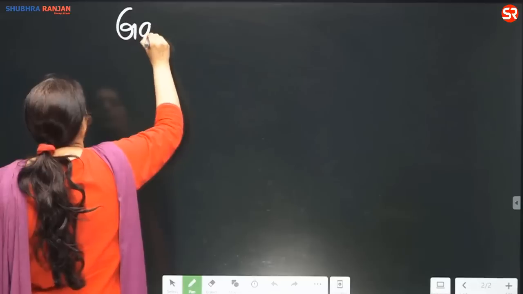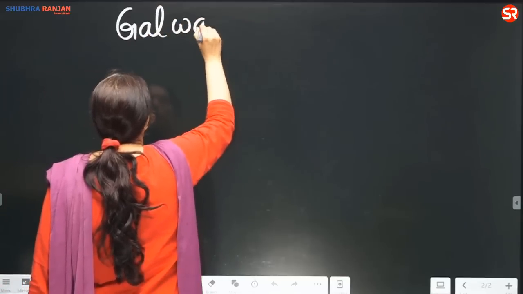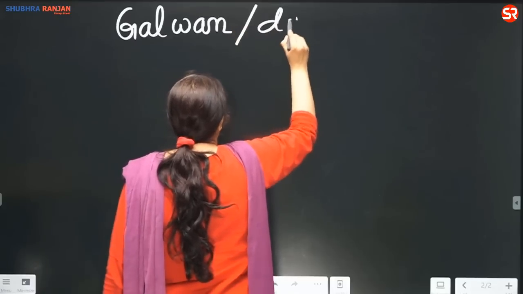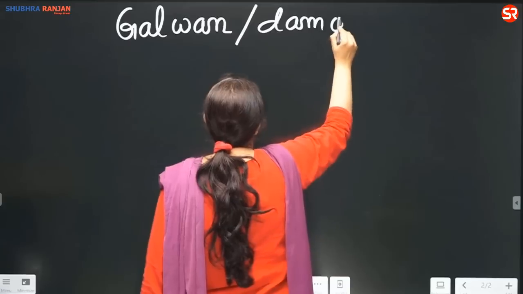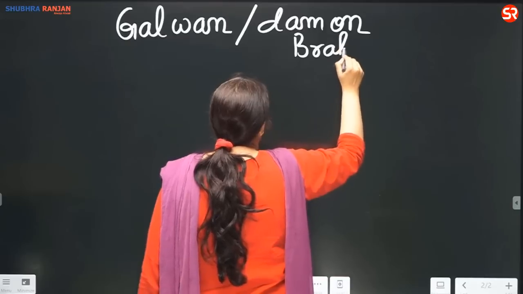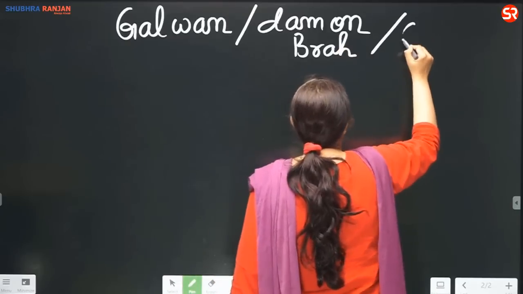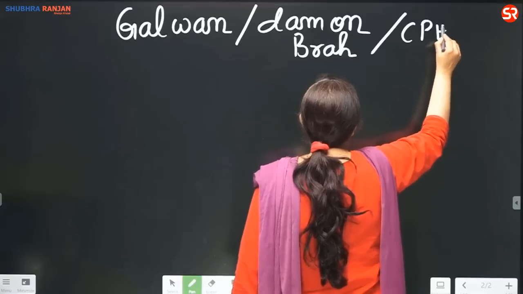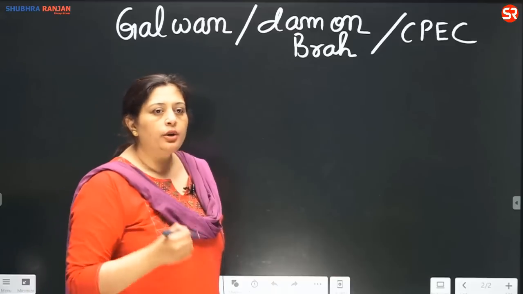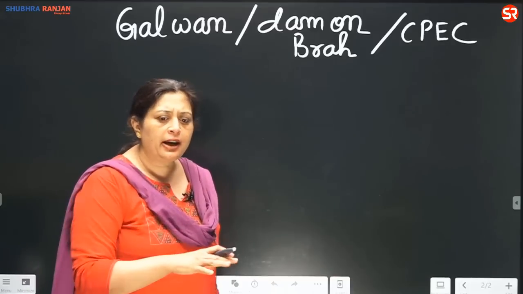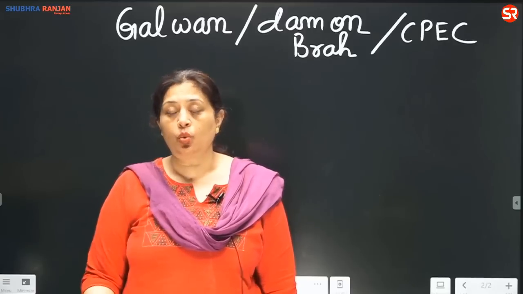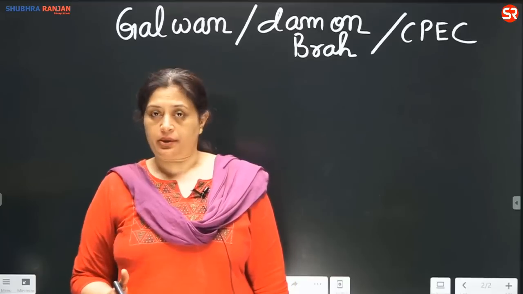Now let us understand whether it is a Galwan issue, or the dam on Brahmaputra, or CPEC, or the China-Pakistan axis, or Quad. We have to understand with reference to the world order.